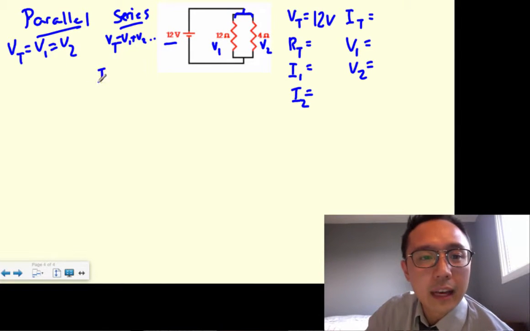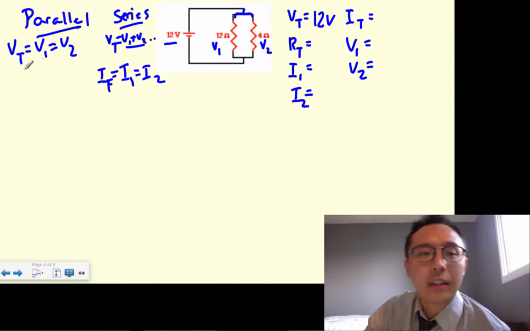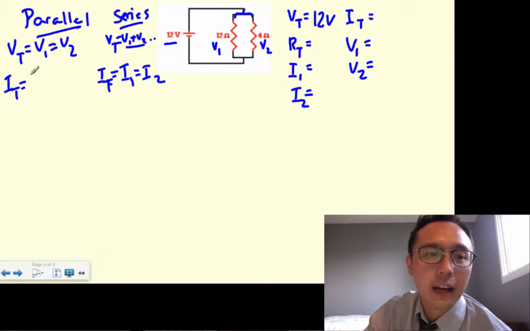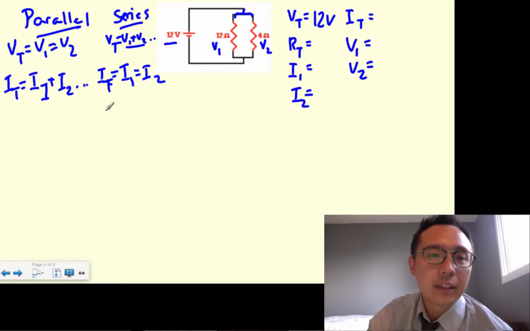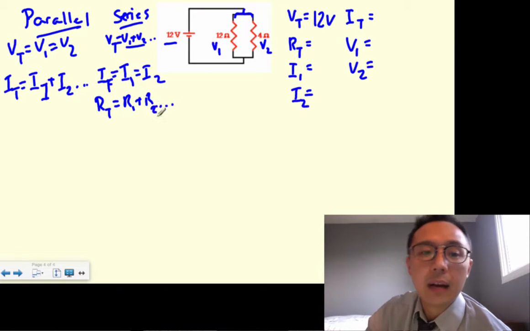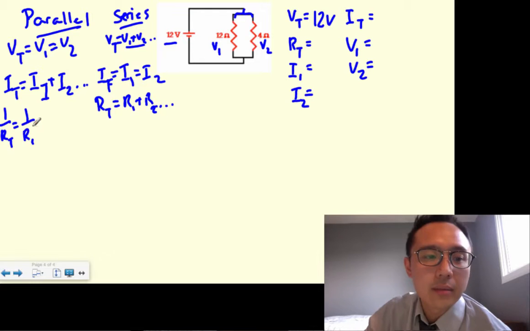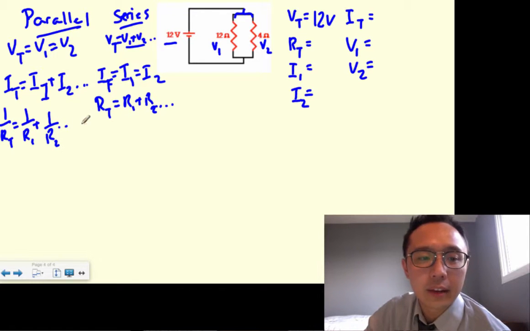In series, I know that IT, the current, is going to be the same because voltage is added for series, and that means the current is the same. Because this is the same, now this is all added together. So that should be I1, I2, etc. And in the series, resistance total is going to be R1 plus R2, and so on. But then parallel is the little tricky one because it has the inverse fraction. So 1 over RT is equal to 1 over R1 plus 1 over R2, etc.